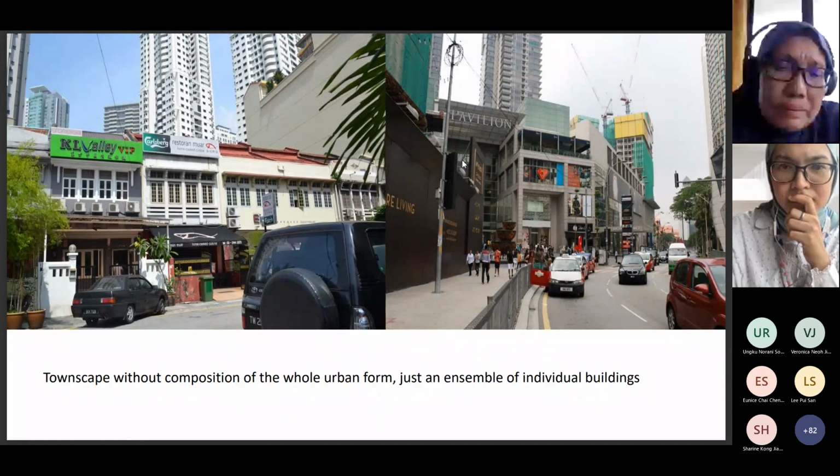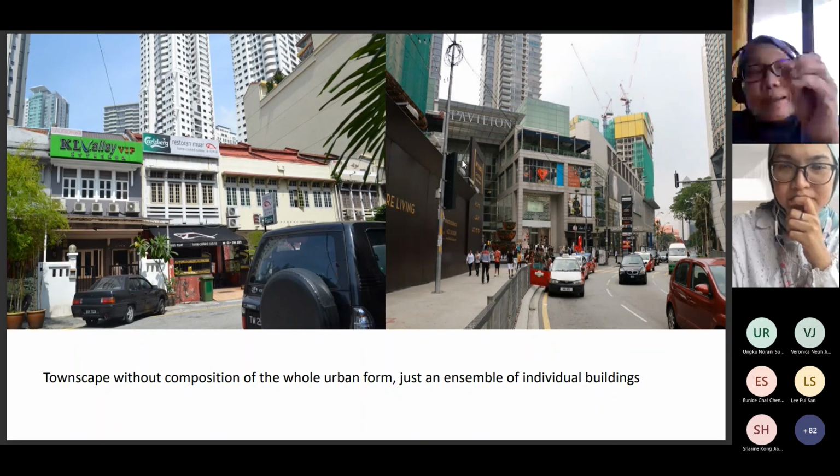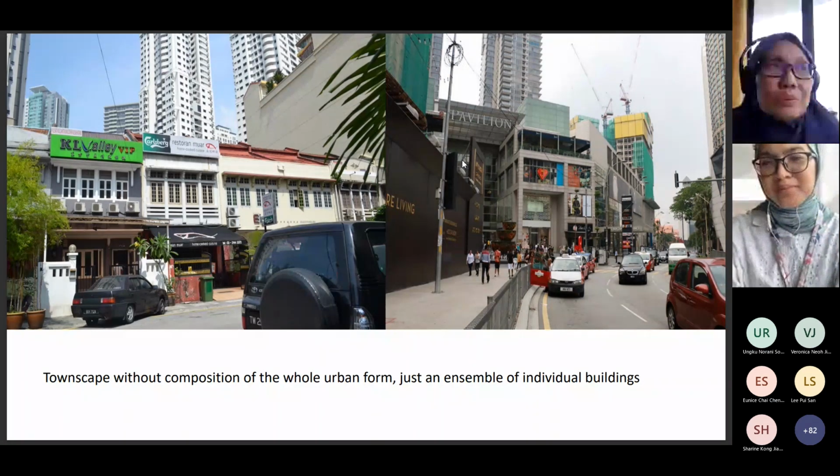I think I'm getting to the last few slides now. Okay, so townscape without composition of the whole urban form will just be an ensemble of individual buildings. Like I said, some are beautiful designed buildings on their own, but when you put them together as a group, they don't talk to each other. Next.